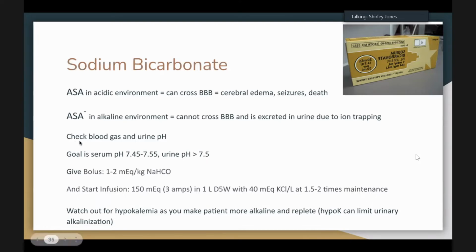So we have to check a blood gas and a urine pH, and our goal blood pH is 7.45 to 7.55. Our goal urine pH is greater than 7.5. We're going to give a bolus of sodium bicarb, and then we will start a drip, and there's your doses. We have to watch for hypokalemia as we make the patient more alkaline, and we have to replete potassium aggressively because hypokalemia can limit this urine alkalinization process.